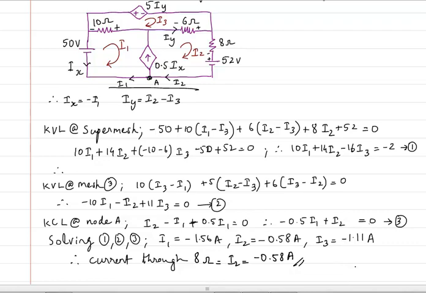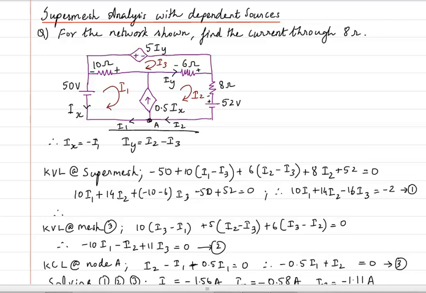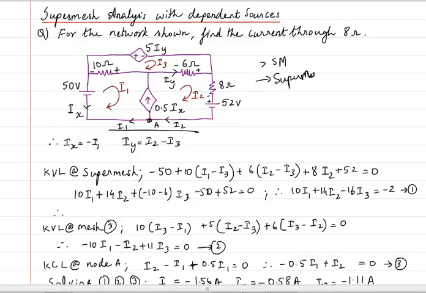So what should we remember here? Whenever we have a circuit, we have to look at the circuit and first try to understand whether it belongs to a simple mesh or a supermesh, or whether it belongs to the dependent source category. Based on that, we have to decide what our approach for solving this question is going to be.